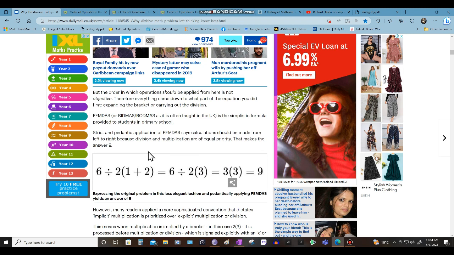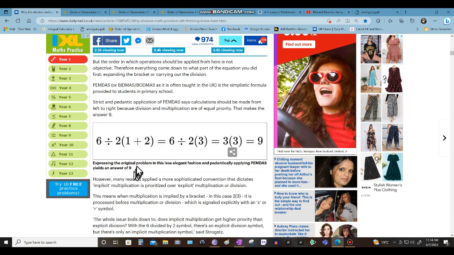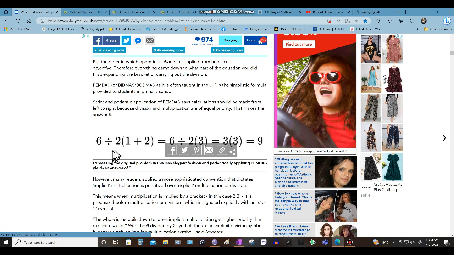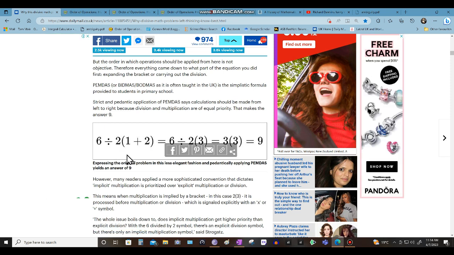Okay. So this is why you would get an answer of 9, because there's a sort of convention, but it's not a universal convention. It's not like it's fundamental to mathematics in any way.